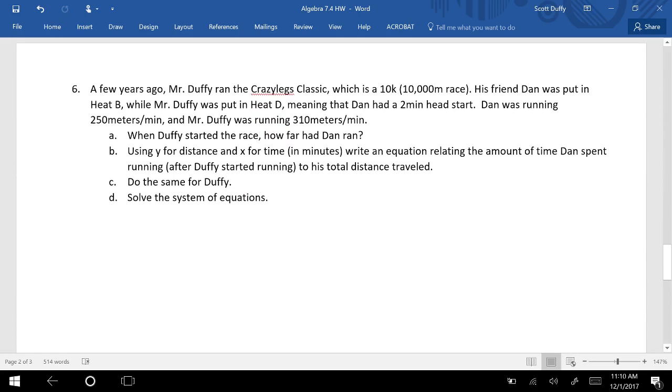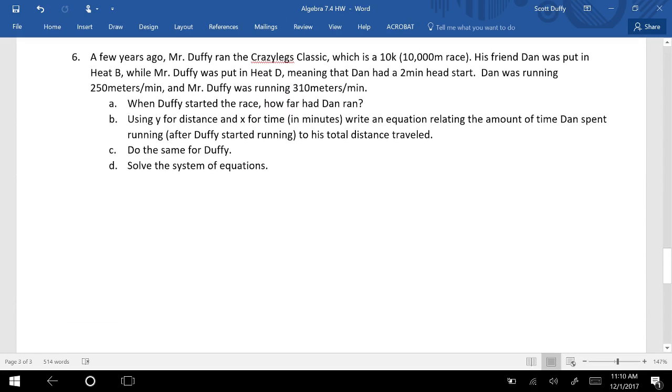Moving on, number 6. I think this is going to be the last one I'm doing with you. It's kind of tough, because what I'm saying is that I ran a 10K, or you can call it a 10,000 meter race. My friend Dan was put in a heat that was before me, heat B, and I was put 2 heats behind in heat D. Dan had a 2-minute head start, so they started each heat 1 minute in front of the other. So heat C was 1 minute ahead of me, and heat B, which Dan was in, was 2 minutes. Now, we know the rate that he was running, which is 250 meters per minute, and I was running 310 meters per minute. When I started the race, how far had Dan run?